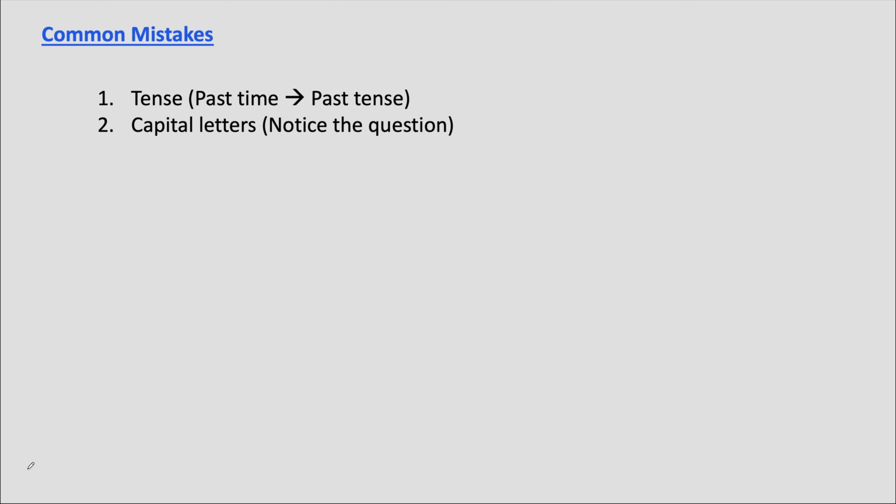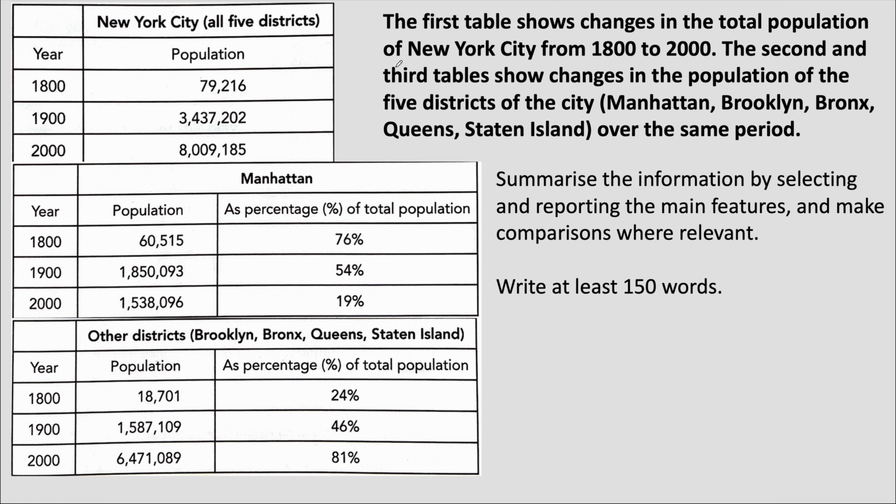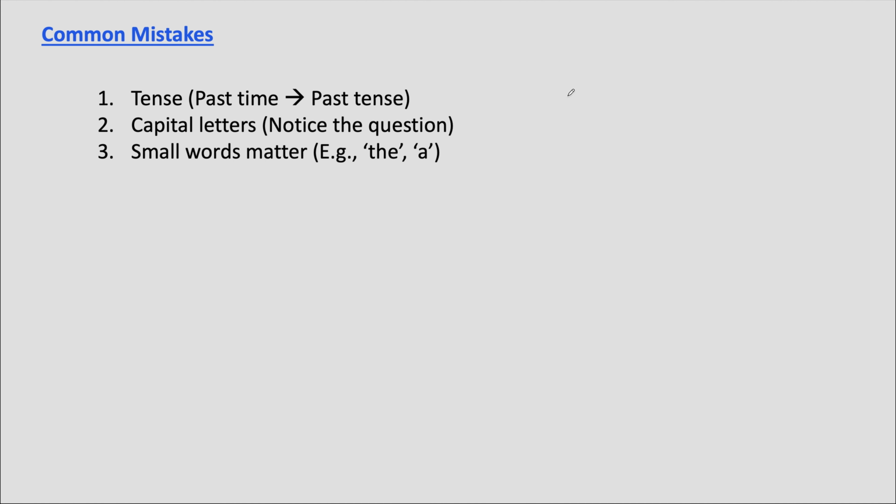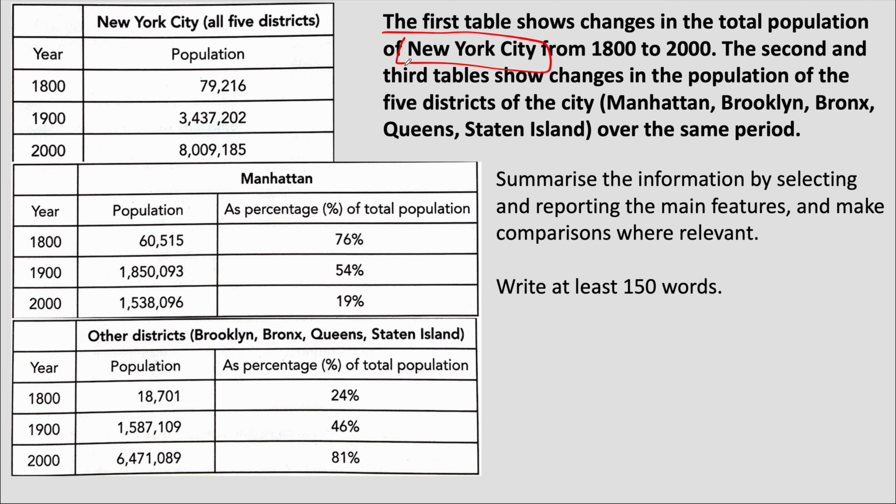Capital letters are important. The easiest way to avoid mistakes is to follow the capitalization in the question. In the question, you can see New York City is capitalized, Manhattan is capitalized. Use the same capital letters in your answer. Small words like the and a matter. In our writing, if we write about the New York City, we can use the city. If you write a city, it means any city, which is wrong in this context. So pay attention to these small words.